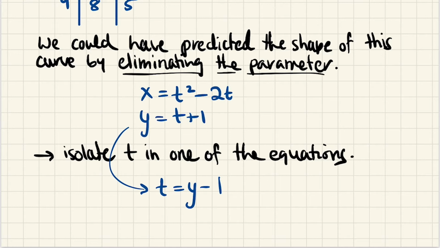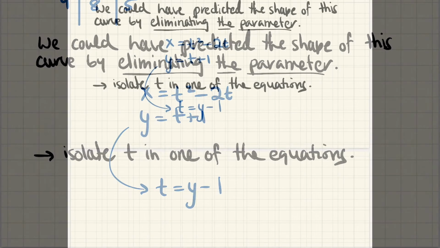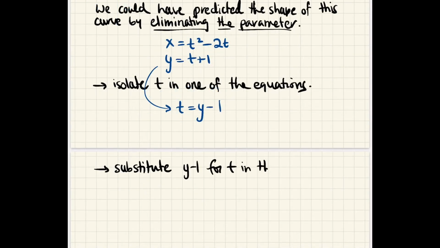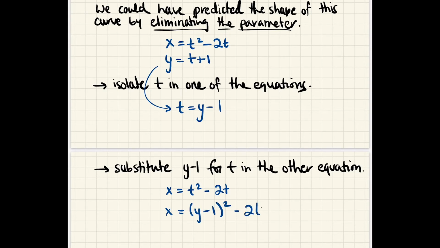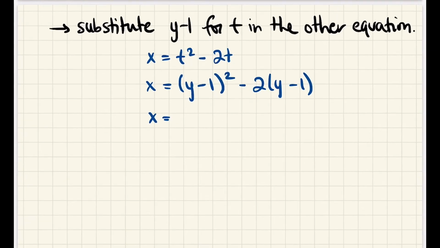T is y minus 1. And then we're going to substitute y minus 1 for t in the other equation. So here's the other equation, and substituting y minus 1 for t, we get this form here. So let's FOIL the right-hand side.